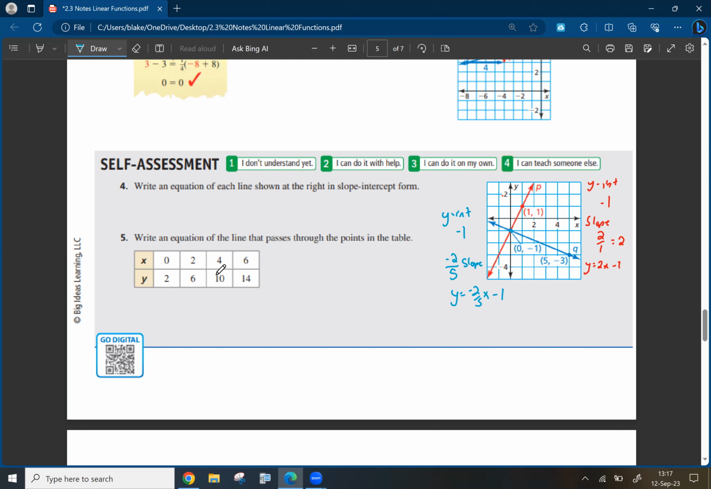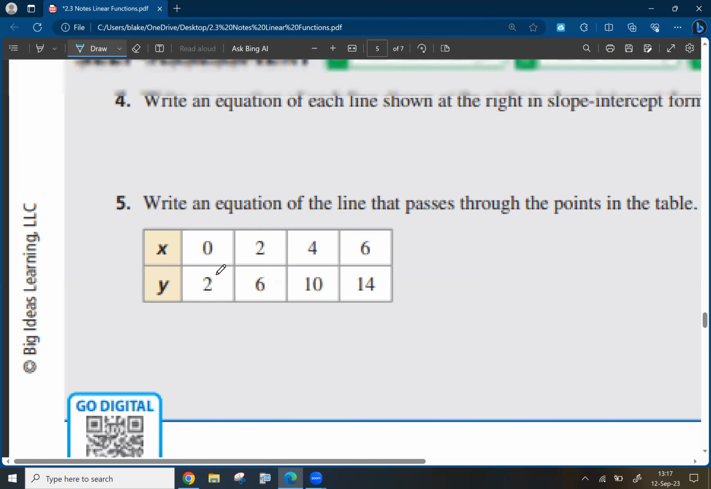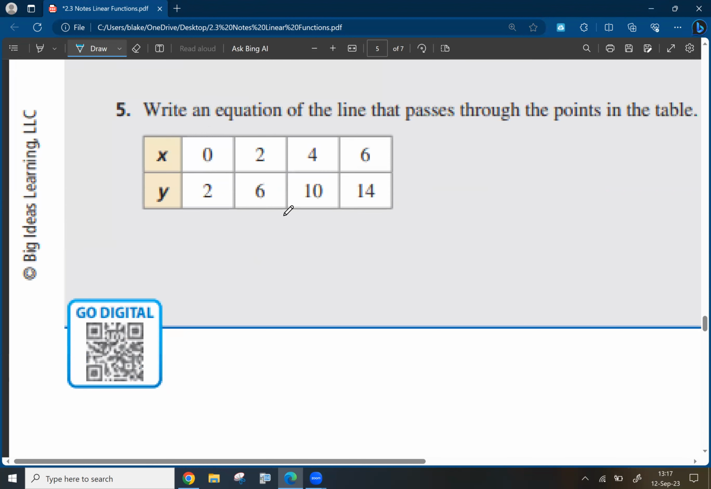Okay, so this is a very common type of question, and one that I would put a star next to. I really want to make sure we can do this, because you're going to be asked this particular question probably a lot, probably on a skill check, probably on the test and the quiz and so on. So what I want to do is first find the slope.